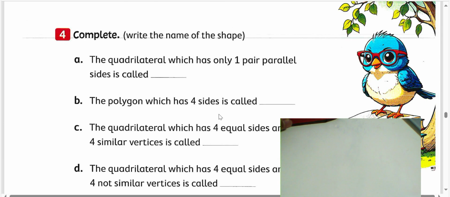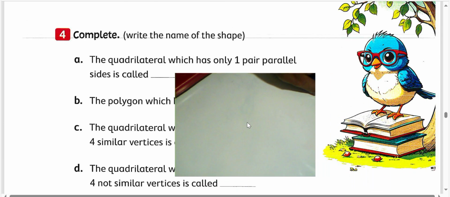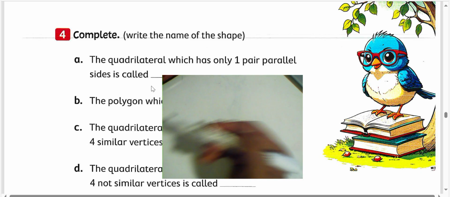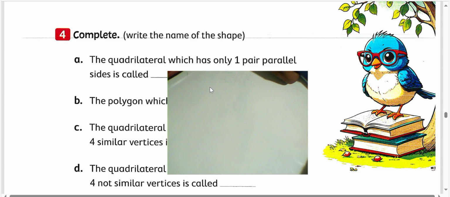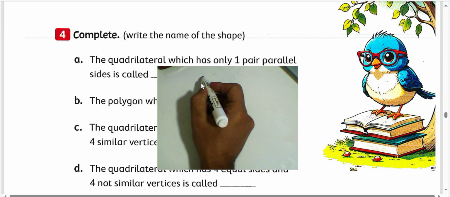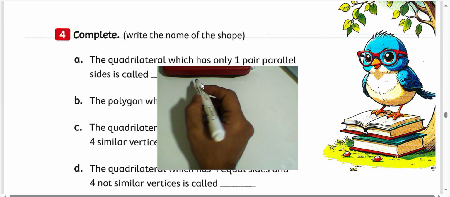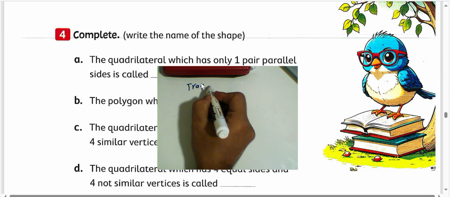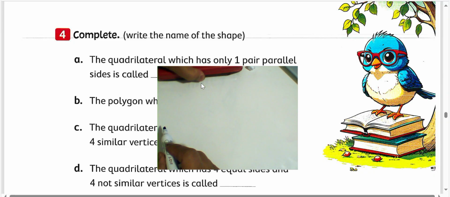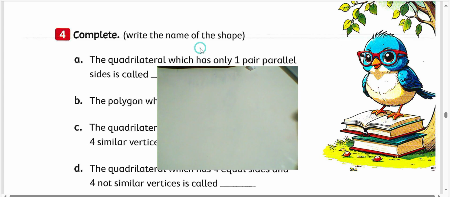Next, write the name of the shape. Quadrilateral, which has only one pair of parallel sides, we called it trapezium. We called it what? Trapezium. You know, one pair parallel, we called it trapezium. Letter B.